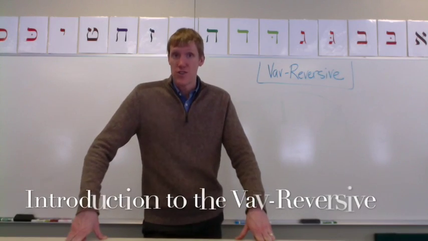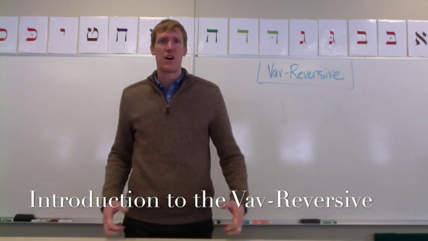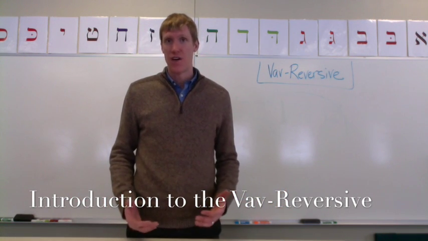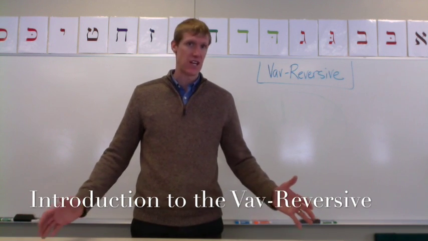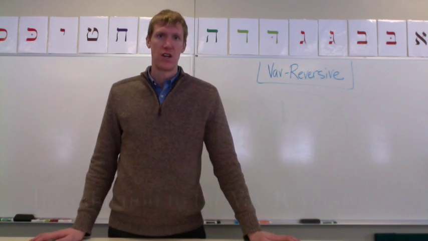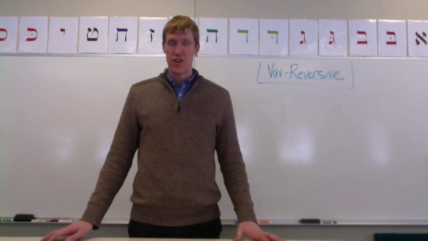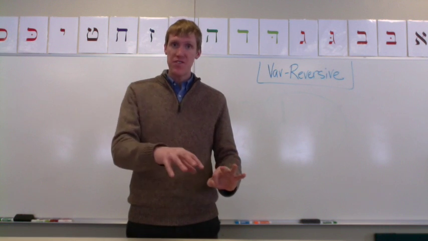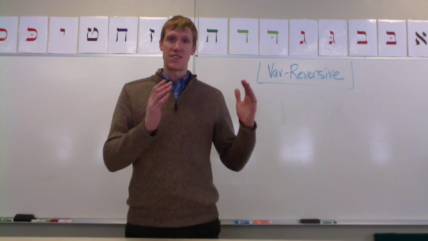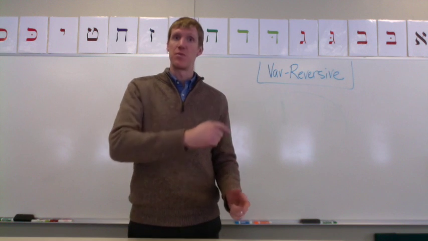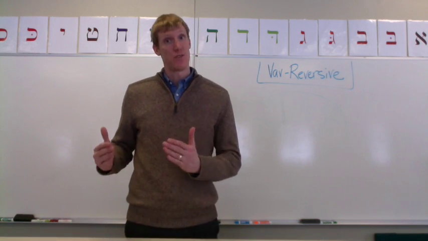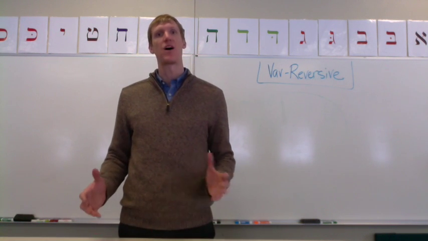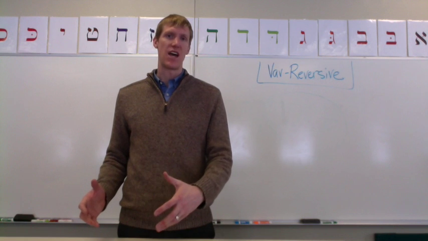Okay, we're going to talk about the Vav-Reversive now. The Vav-Reversive is, in essence, the opposite of the Vav-Consecutive. The Vav-Consecutive is the opposite of the Vav-Reversive. So whereas the Vav-Consecutive takes an imperfect form, a three-letter root onto which a prefix has been added, and reverses it to be past tense, the Vav-Reversive takes a perfect form, a form upon which an affix has been attached.